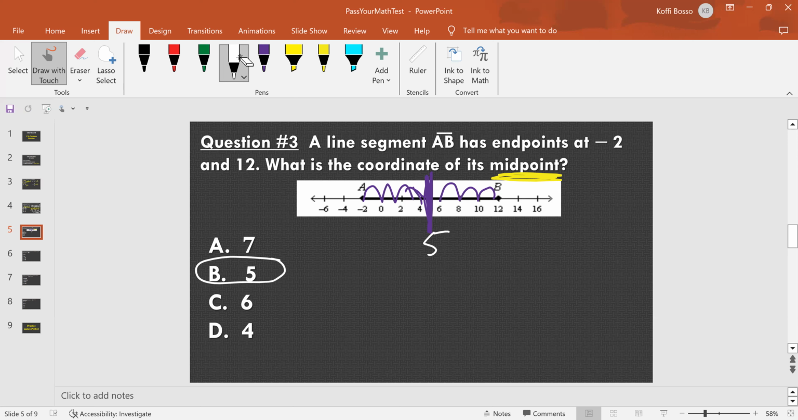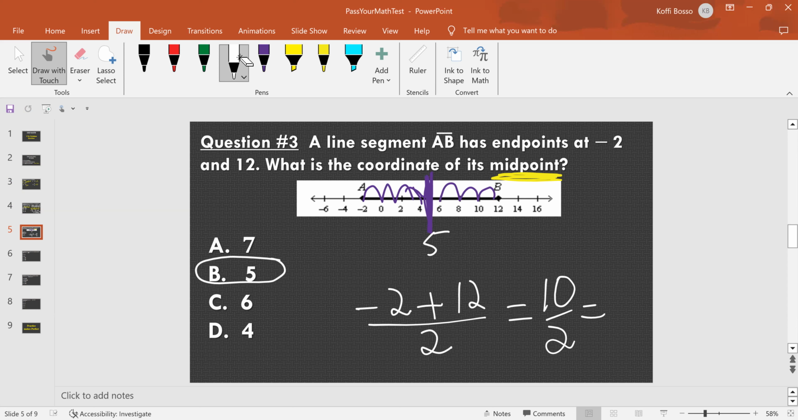Another way to solve this question is to add the 2 coordinates. The coordinate of A is -2. We add it to the coordinate of B, which is 12, and we divide this by 2. That's the formula for the midpoint. The top gives you 10 divided by 2, which is 5. So the same answer. In case you forget the formula, you can just count. Let's see the next question.